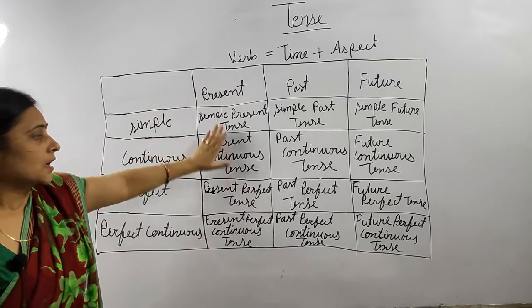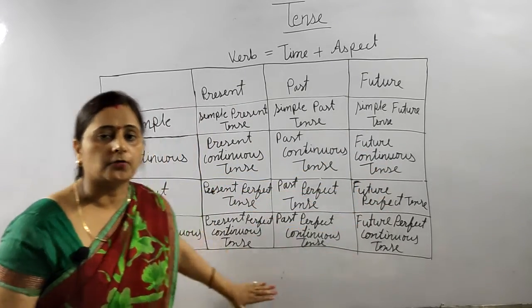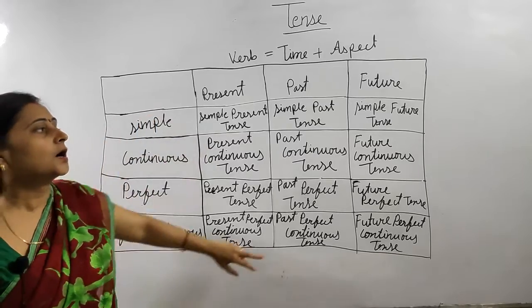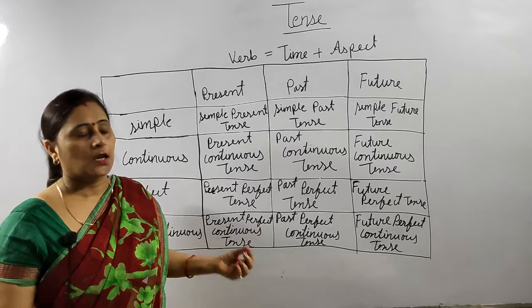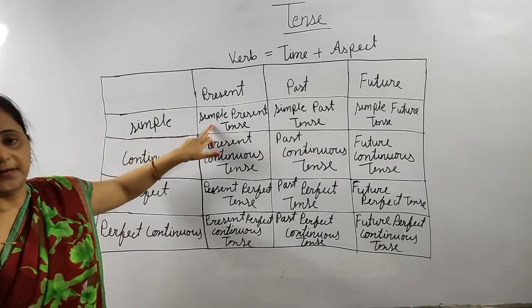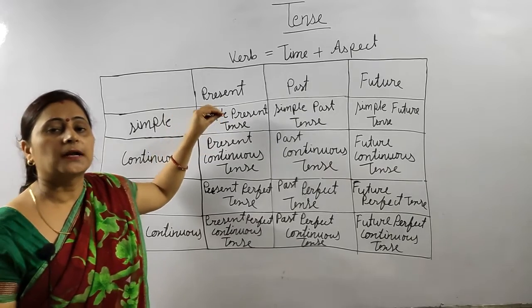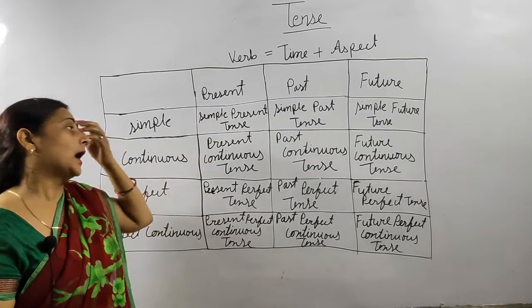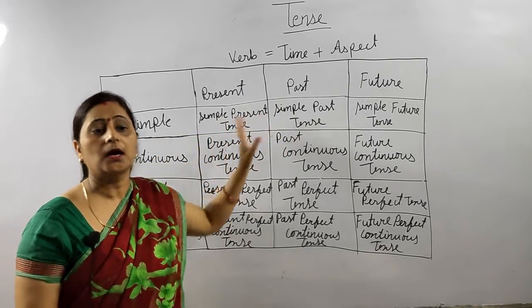So with this table, I will introduce you to all the tenses. In that way, there are 12 tenses we are going to study. Starting with the simple present tense. Simple present tense means the present time, what we are doing in present time. Like I study English, I have already given you the example.